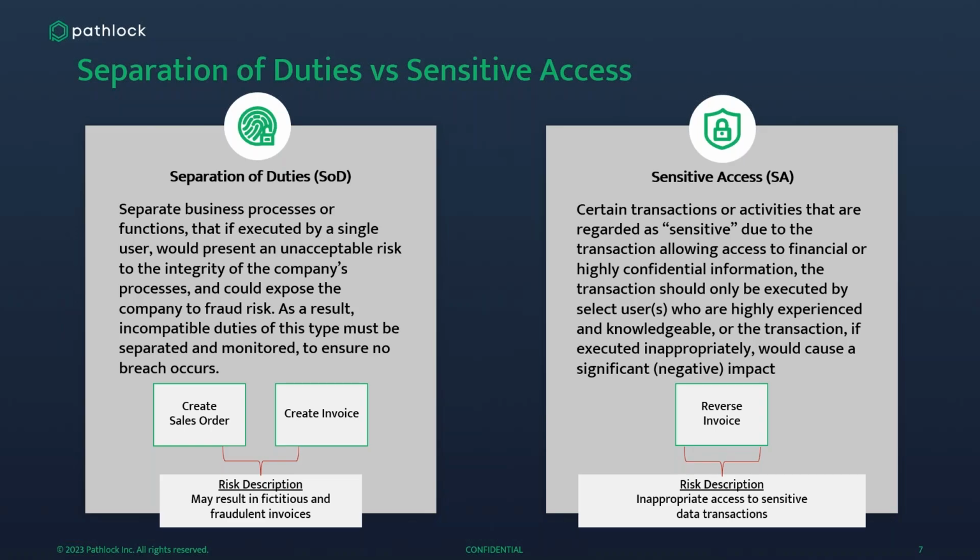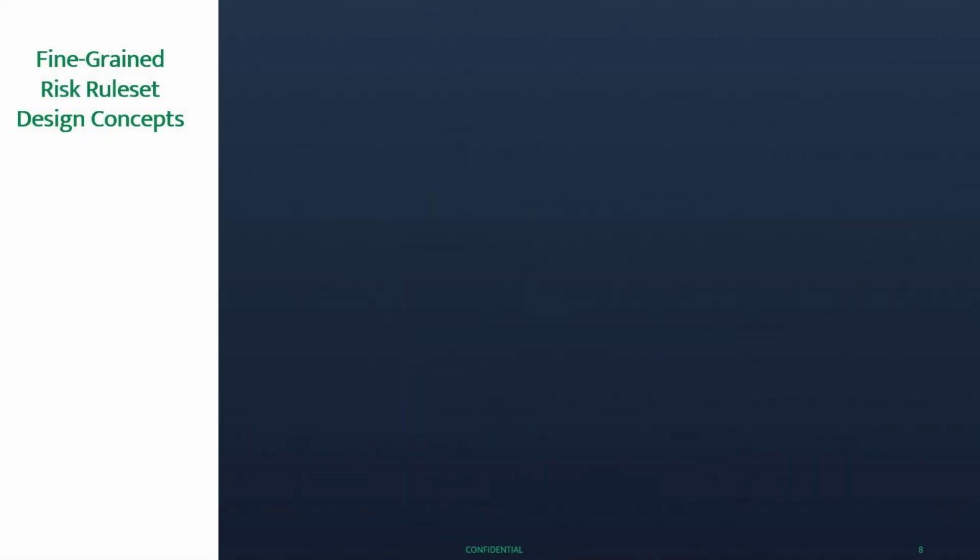It's all well and good for me to tell you to take into account SoD and sensitive access risk as you're transitioning from Oracle EBS to cloud, but how do you actually do that? The way that you actually take risk into account is by building what we call a rule set. And we want to build a fine-grained rule set. So how do we do that?